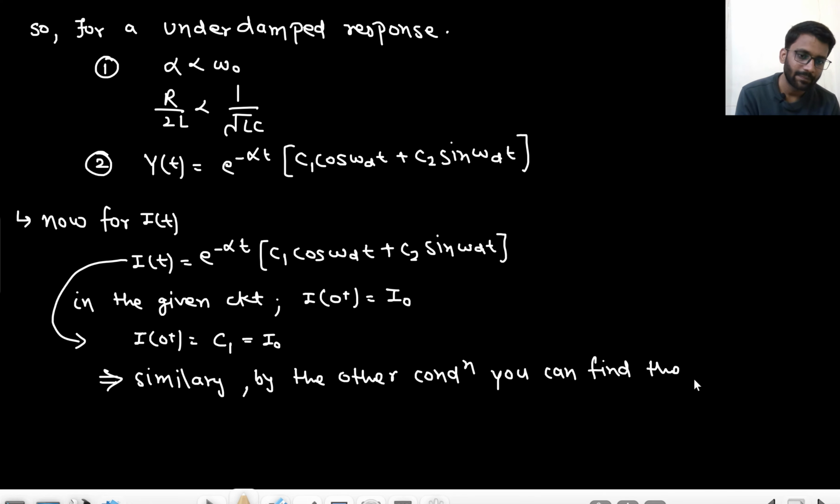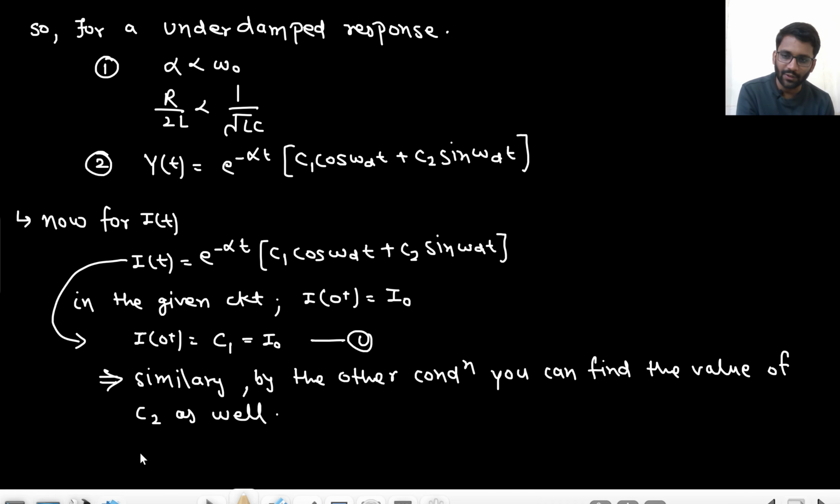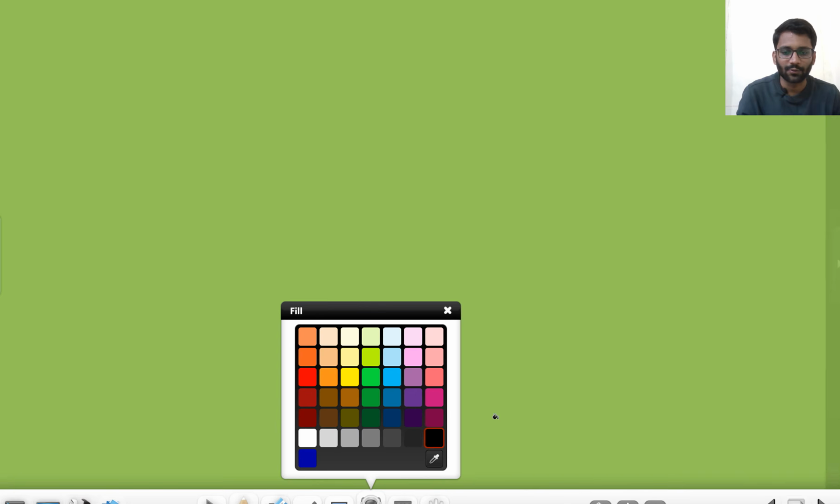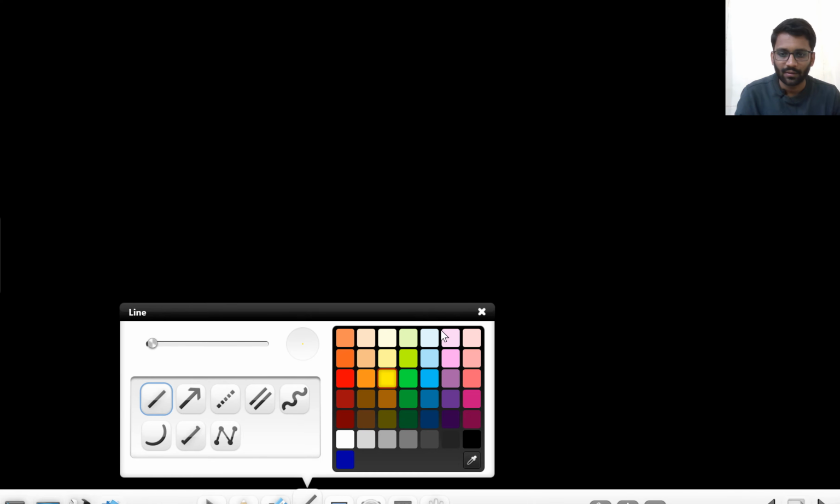What is the value of i(infinity)? This is the first thing. If you put infinity here, it will go to 0, right? And this is the second equation. So your graph will start from I naught and it will go to 0 with constant oscillations. If you want to draw the graph of i(t), it will start from I naught and will go down to 0.